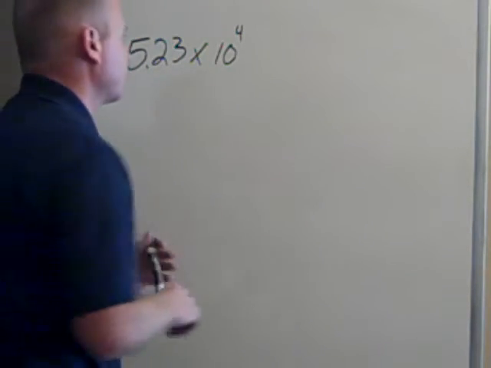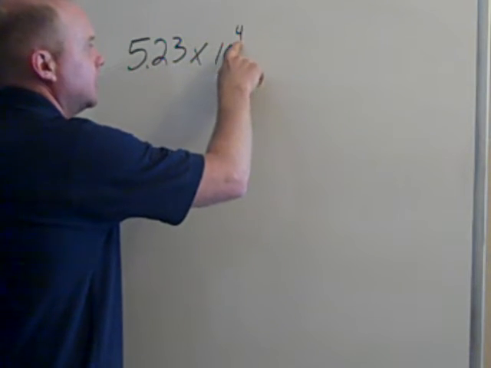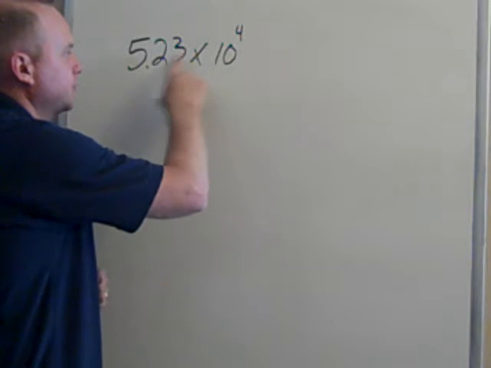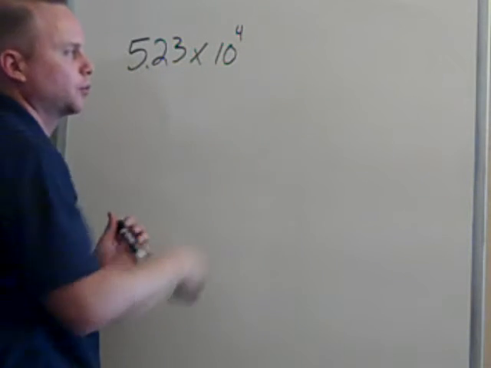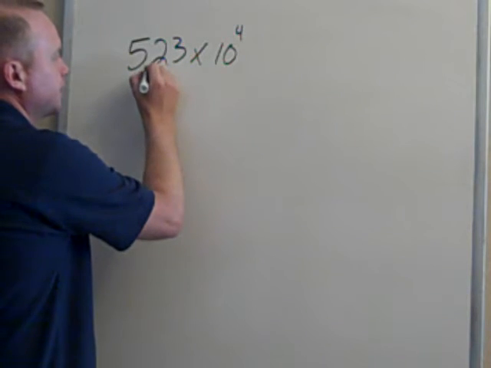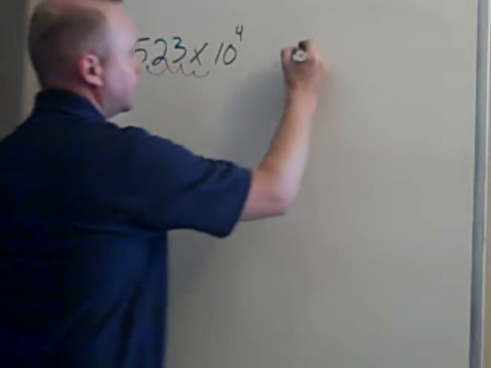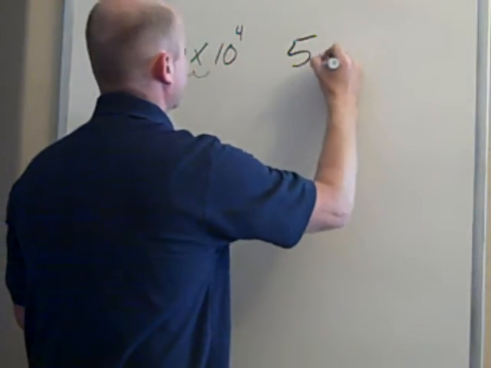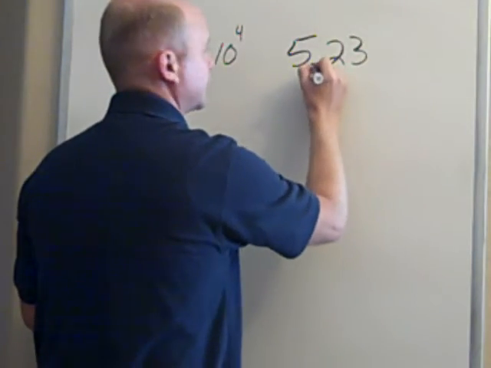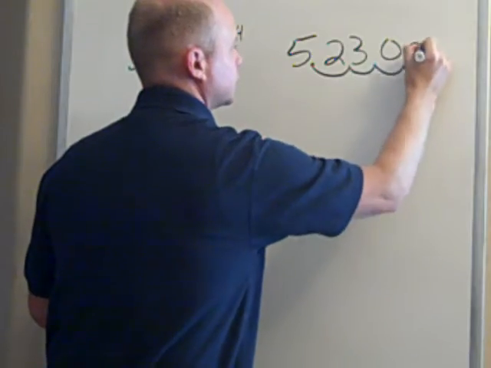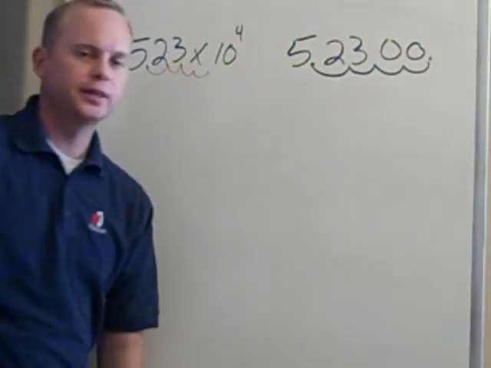In its expanded form, what we do is we take this number up here, this is a positive 4. If it is a positive 4, that means we're going to go in the right direction 4 spaces. So I'm going to take this and I'm going to go over 4. 1, 2, 3, 4. So let me write that number here, 5.23. I'm going to go over 4. 1, 2, 3, 4. I'll need to fill those in, and I put my new decimal right there.